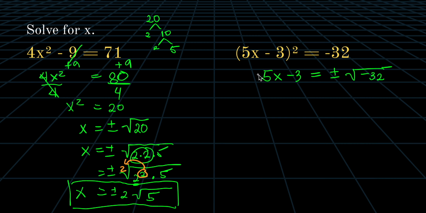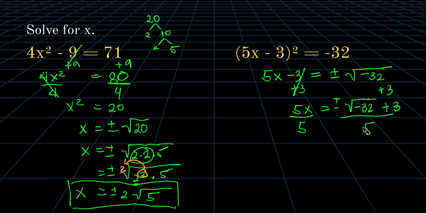Okay? So adding 3 to both sides will give us 5x, we can cancel this one, equals plus or minus square root of negative 32 plus 3. Okay, so dividing both sides by 5 to isolate x. And the final answer would be plus or minus the square root of negative 32 plus 3 over 5.